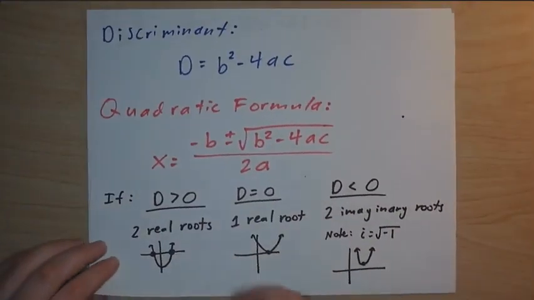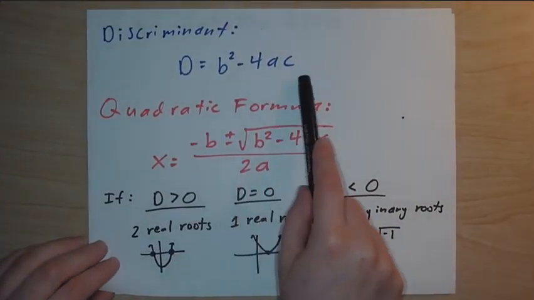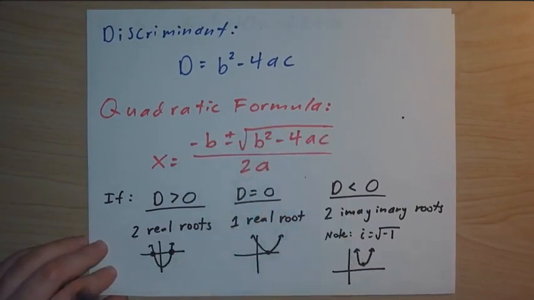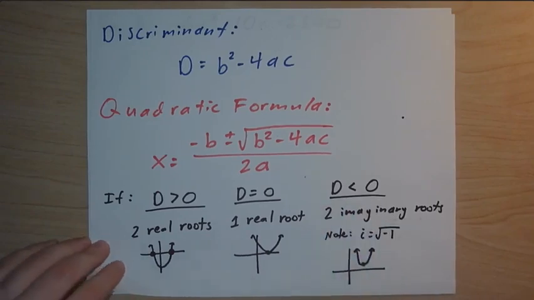So our discriminant is d is equal to b squared minus 4ac. It's derived from our quadratic formula. It's the inside of our square root. If our discriminant is greater than 0, we have 2 real roots. If our discriminant is equal to 0, it's 1 real root. And if our discriminant is less than 0, if it's negative, then we have 2 imaginary roots.